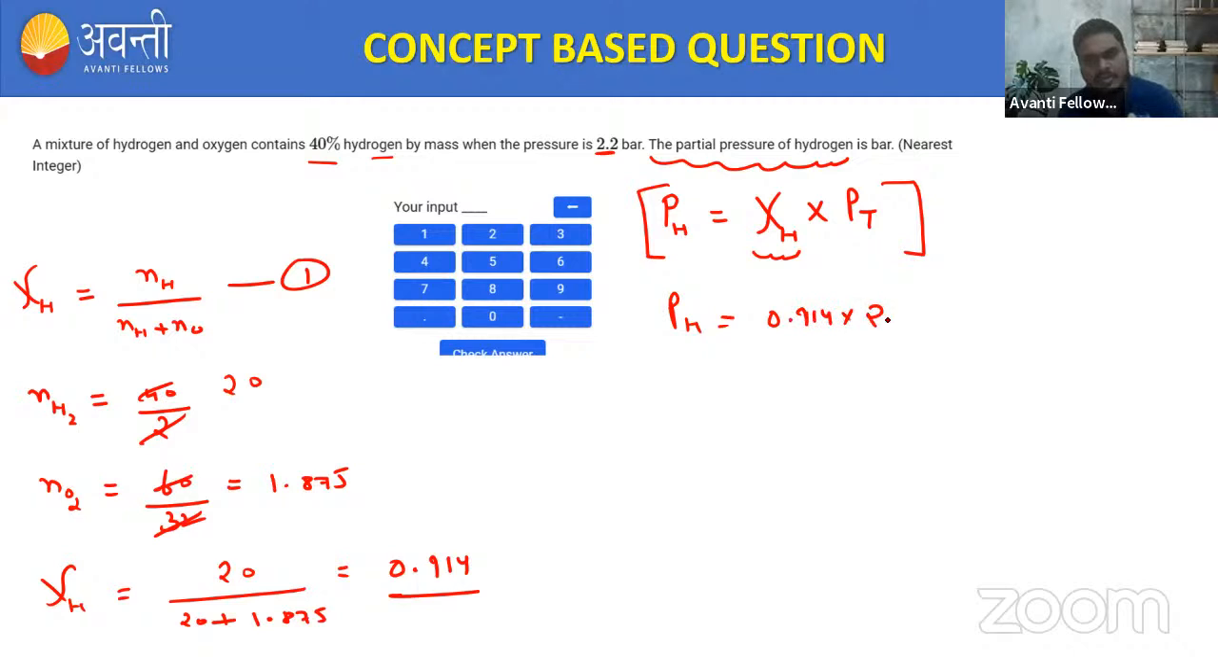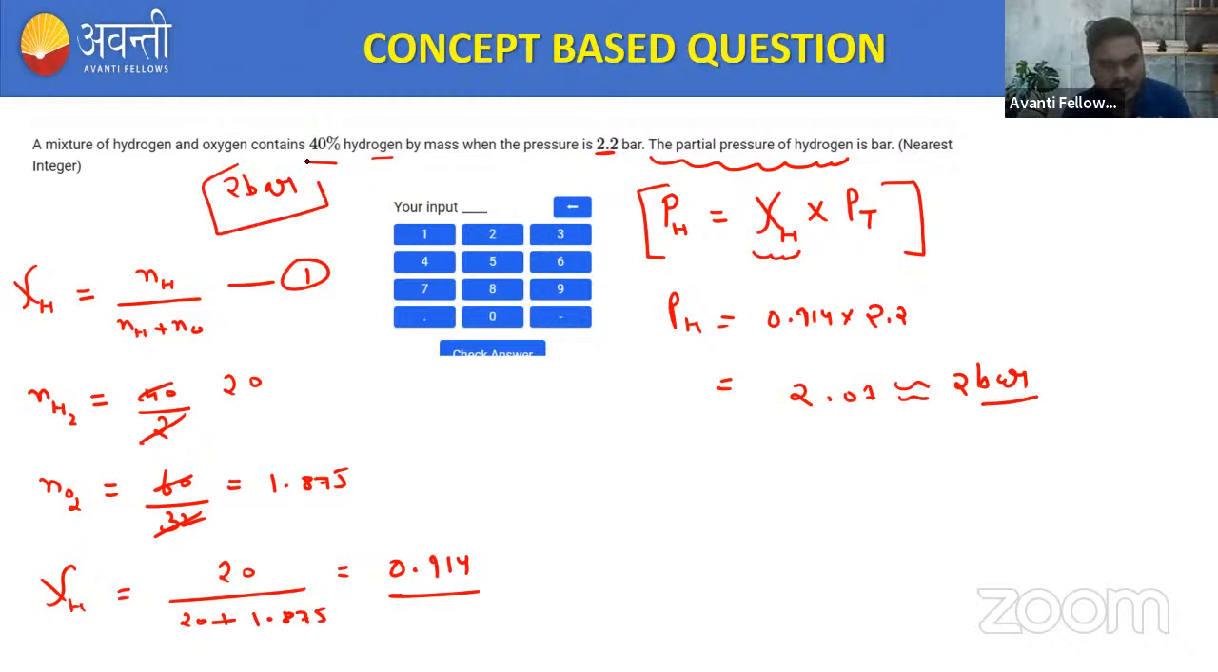0.914 into total pressure, which is 2.2 bar. So its value comes out to be 2.01, or approximately we can say 2 bar. So the partial pressure is 2 bar. So the correct answer is 2.